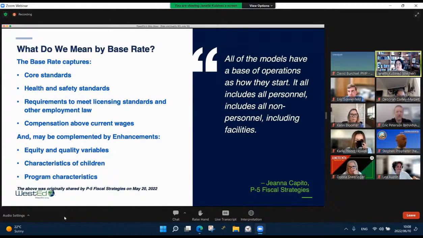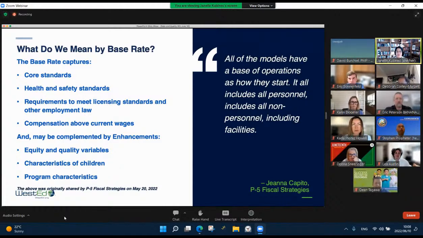So I'm returning to some things that Gina shared with us, and the most recent iteration of this sharing was shared at our May 20th meeting, and that is, what do we mean by base rate? And these are the things that reflect our core standards, health and safety standards, requirements to meet licensing standards and other employment law, and then compensation above current wages.